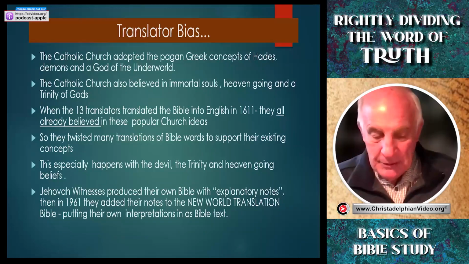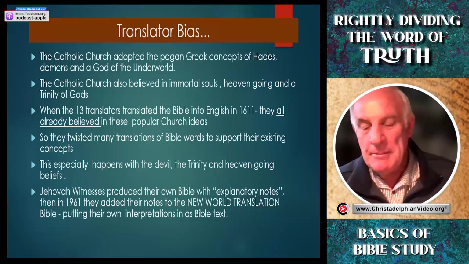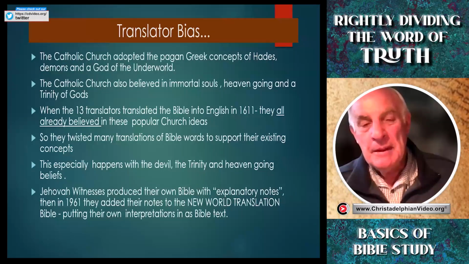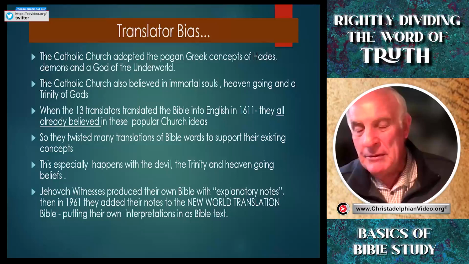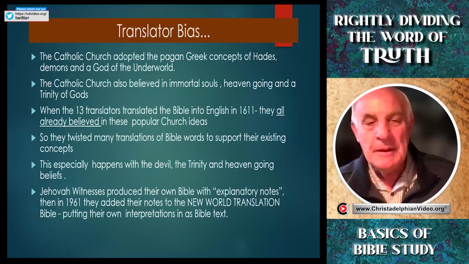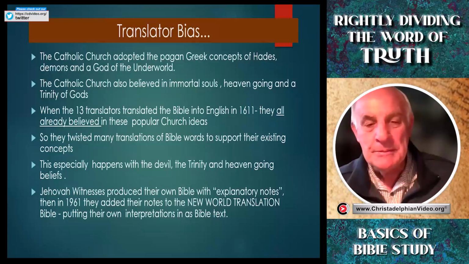So how did translator bias start? Well, the Catholic Church, which had all the manuscripts from about the 2nd and 3rd century onwards in their control, adopted some of the pagan ideas from Greek concepts of their gods, of Hades, which was an underworld, demons and a god of the underworld. And they had these concepts and they began to introduce them into Christian thinking. The Catholic Church already believed in immortal souls, heaven going, and a trinity of gods. And again, those ideas were in the translators' minds.